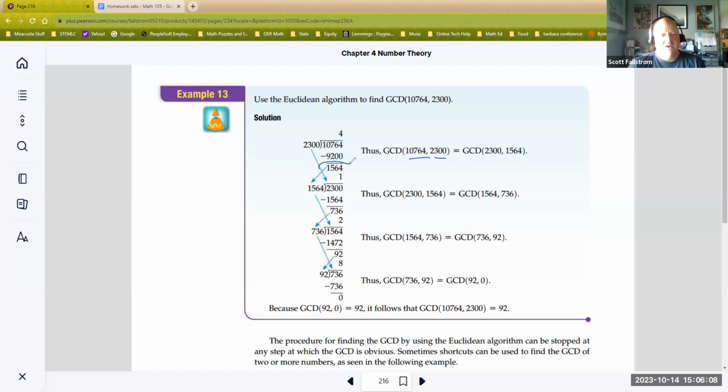If you were doing this problem, you could start with these 2 big numbers. You end up with a remainder of 1564, and you basically say, let me take the smallest 2 of these, and that creates my next step. So how many 1564s are in 2300, right? All right. So anyway, that's the way that you can do it.